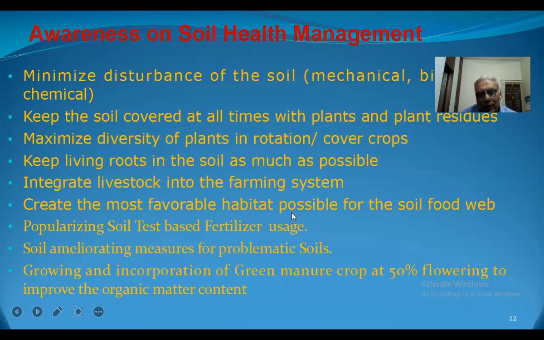Create the most favorable habitat possible for the soil food web, popularizing soil test-based fertilizer use, and soil amendment measures for problematic soil. For problematic soil, we have to use gypsum for saline alkaline soil, and for acid soil, we have to use lime. Grow and incorporate green manure crops at 50% flowering to improve the organic matter content.